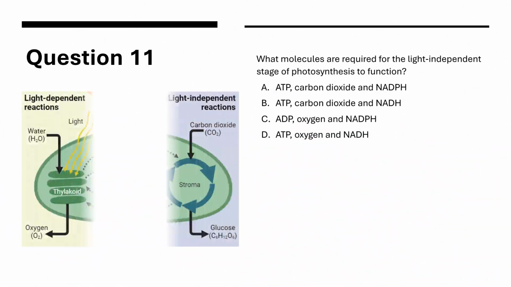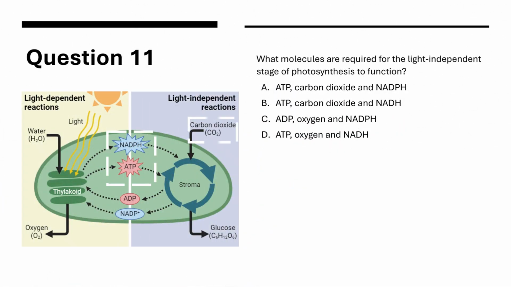In the light-independent reactions of photosynthesis, the energy from ATP and electrons from NADPH are used to convert carbon dioxide into glucose.